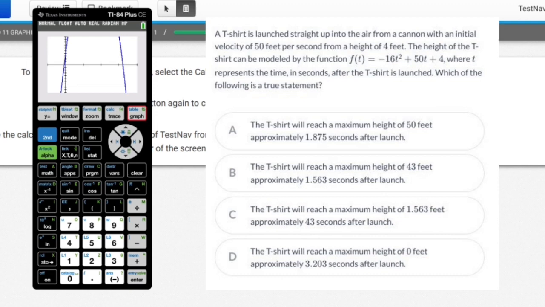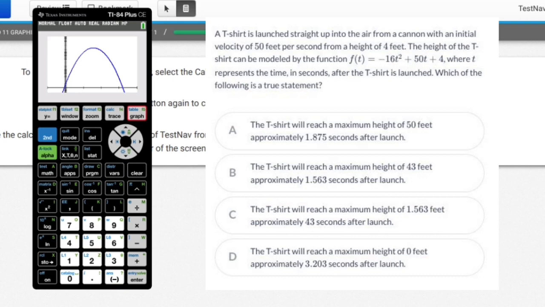Now, looking at the 4 options that I have, option A says the t-shirt will reach a maximum height of 50 feet, approximately 1.875 seconds after launch. Looking at B, the height's not going to go any bigger than 50, it looks like. So I'm going to go back to my window. I'm going to change my Y max to 55 because I'm expecting it to peak out around the 50s. And the Y min, I can leave it like 0. I'll make it -5 just to have some underground stuff going on. And when I hit graph, I get a much better visual.